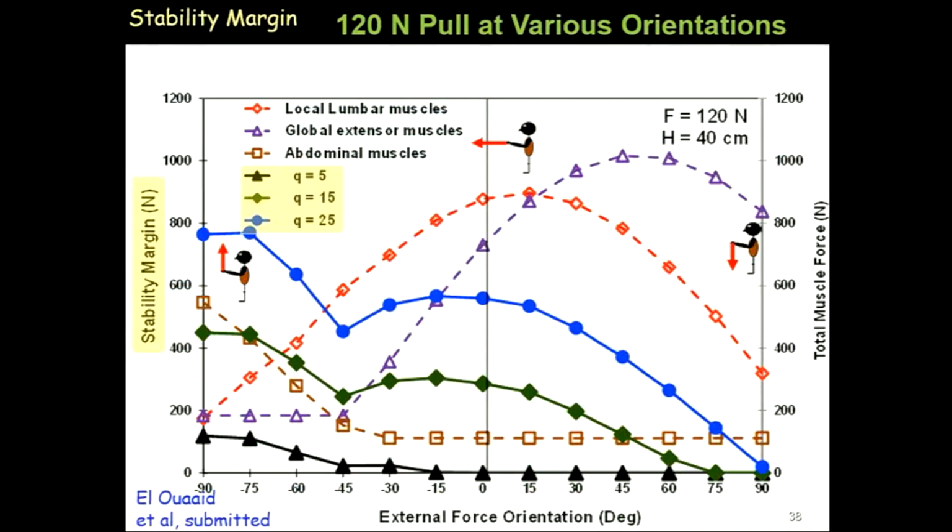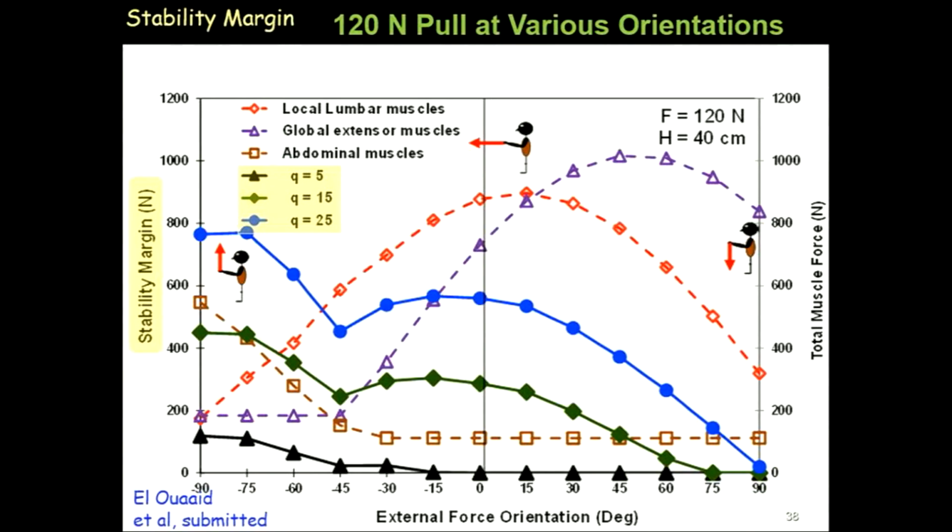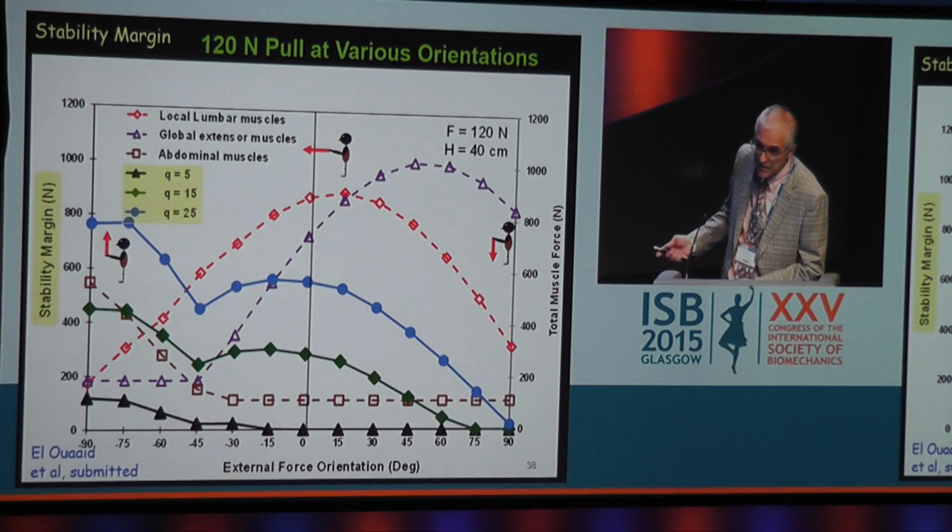And this is my final, at least graph of results here, showing some more recent results. If a subject carries 120 Newton pull force, when you carry, the load is pulling away from you at this height in your hands, then you change the orientation of the load. As you go from 90 degrees, look at the mannequin here, the load is in gravity. As it goes to 0, the load becomes horizontal. As it goes to minus 90, the load pull becomes upward. Then we see stability as a function of orientation of the load.